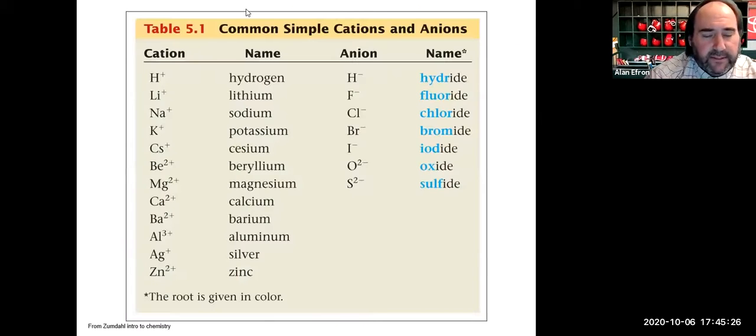Okay. So here's a table. Again, it goes over what we were just talking about. If you are asked to write the cation formula, it should have the charge included. And if it's a cation, the name is the whole name of the metal with ion at the end. If it's an anion, the negative charge should also be included if you're asked to write the formula for an anion. And again, we drop the last part of the name and add IDE to it.